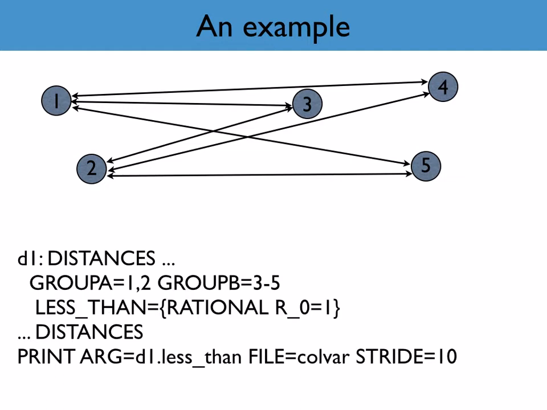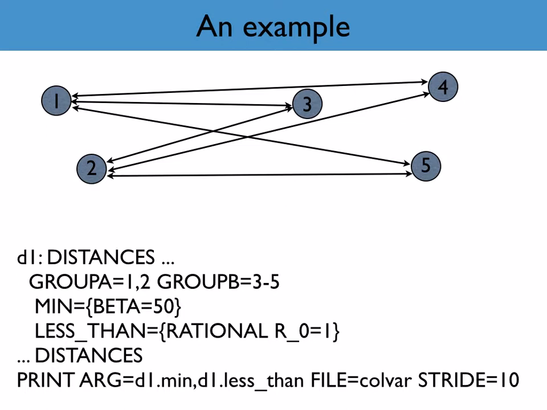We can change what quantity is calculated by distances as shown here. Now we are calculating the number of distances that are less than 1 and printing it to the colvar file. It is important to note that there is nothing stopping us from counting both the minimum distance and the number of distances less than 1 at the same time. This can be done using the input shown here.